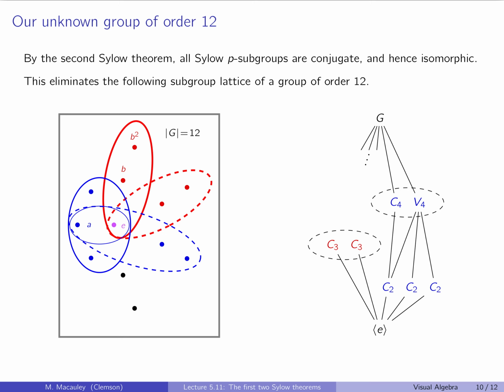Let's now revisit our unknown group of order 12. By the second Sylow theorem, all Sylow p-subgroups are conjugate and hence isomorphic. That means that we can eliminate the following hypothetical subgroup lattice of a group of order 12. So there cannot be a C4 and a V4 in there both, because those are maximal 2-subgroups. So that is not possible.